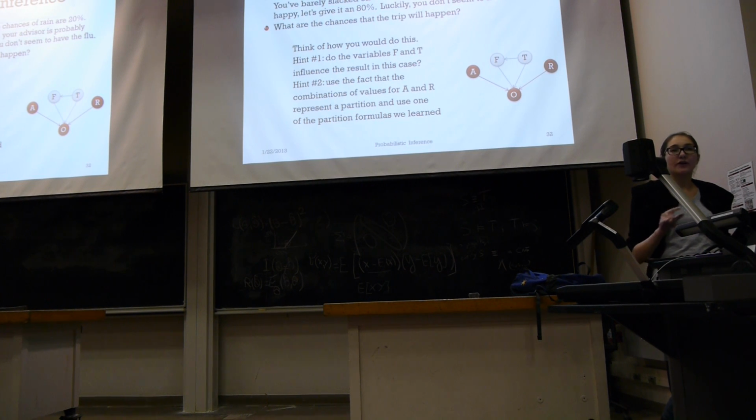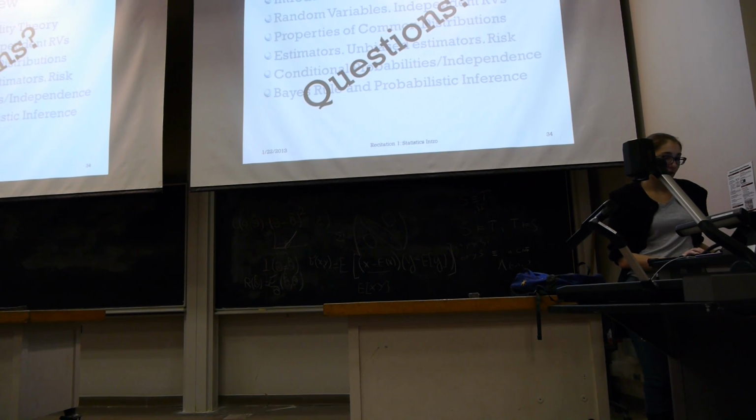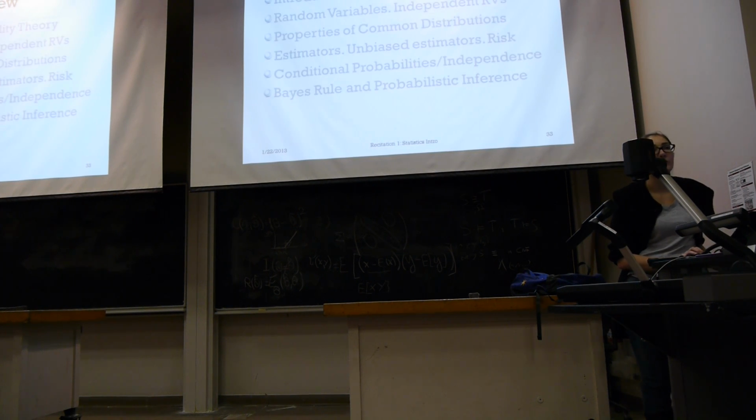And hint number 2, the combinations of variables for A and R represent the partition, and you can use one of the formulas we used. You're going to have the probability of O to compute, and you can write that as a sum of conditionals summed over the sample space of A and R. I think we're pretty much done with this. This was just a teaser, so you don't have to actually do it. Just think about it.